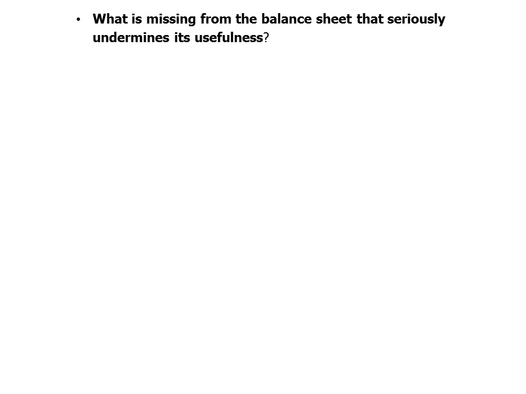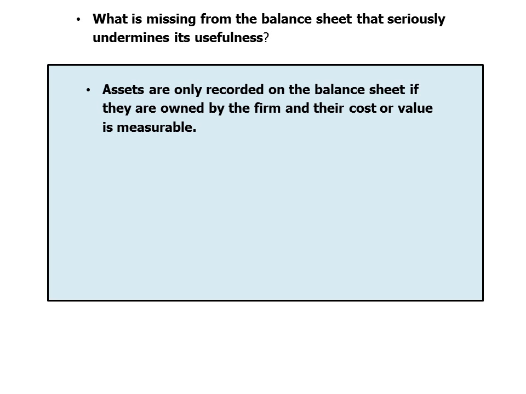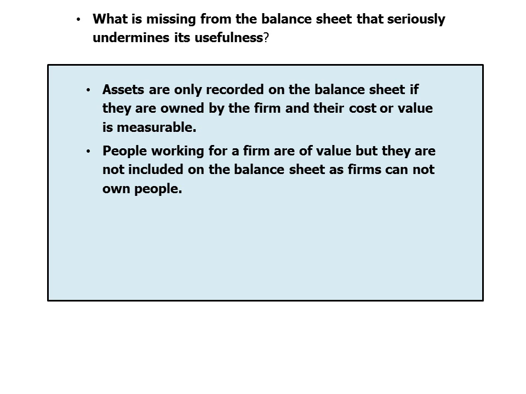What is missing from the balance sheet that seriously undermines its usefulness? I have to go back to the definition for requirements for recognition of assets on the balance sheet. Assets are only recorded on the balance sheet if they are owned by the firm and their cost or value is measurable. People working for a firm are of value. In some cases, they are the firm's most valuable assets, but they're not included on the balance sheet as firms cannot own people.